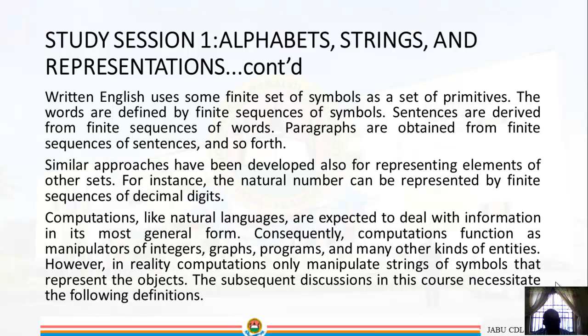For instance, the natural numbers can be represented by finite sequences of decimal digits. Computations, like natural languages, are expected to deal with information in its most general form. Consequently, computations function as manipulators of integers, graphs, programs, and many other kinds of entities. However, in reality, computations only manipulate strings of symbols that represent objects.